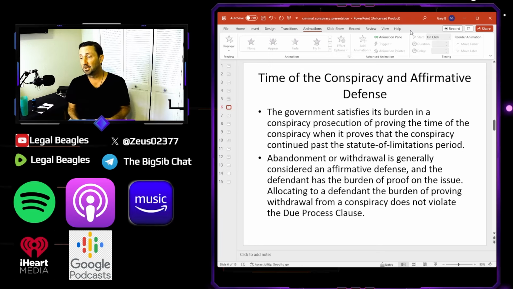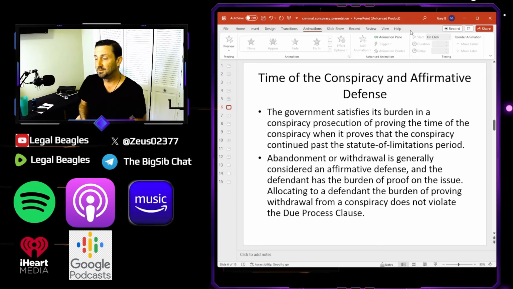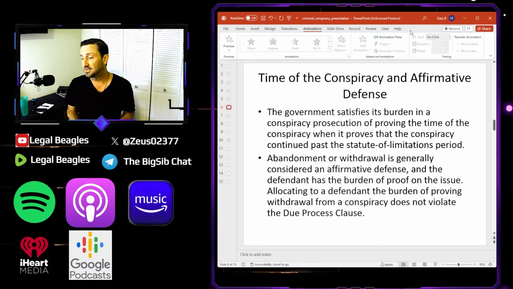The time of the conspiracy and affirmative defense. The government satisfies its burden in a conspiracy prosecution of proving the time of the conspiracy when it proves that the conspiracy continued past the statute of limitations period. And number two, abandonment or withdrawal is generally considered an affirmative defense, and the defendant has the burden of proof on the issue. Allocating to a defendant the burden of proving withdrawal from a conspiracy does not violate the due process clause.